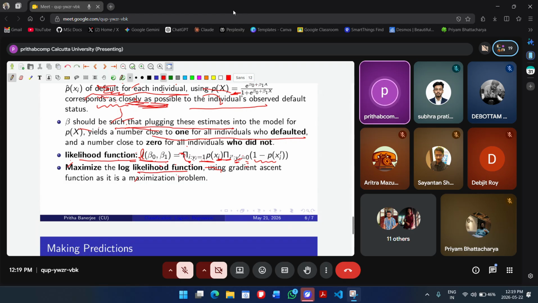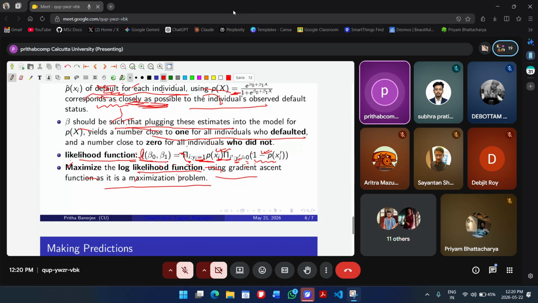We maximize the log likelihood function using what is called gradient ascent, as it is a maximization problem. If your yi is 1, then the p of xi part will be there. If your yi is 0, then the 1 minus p of xi part will be there. Not both parts, either the left hand side part or the other part. We multiply all of them, so that value I want as big as possible.